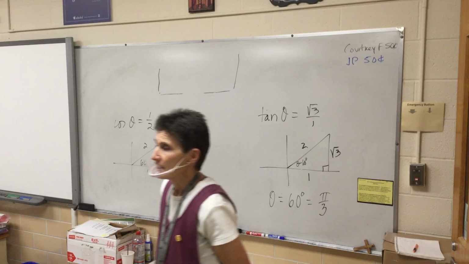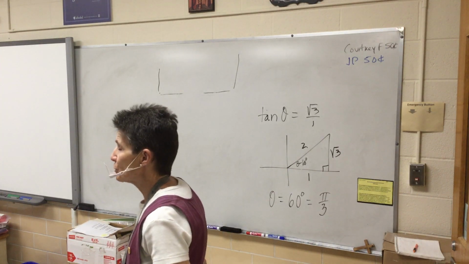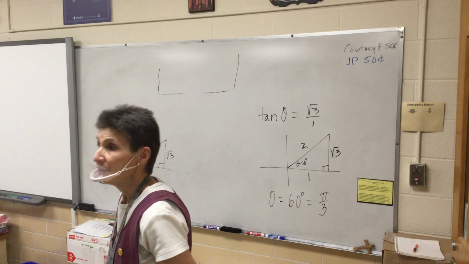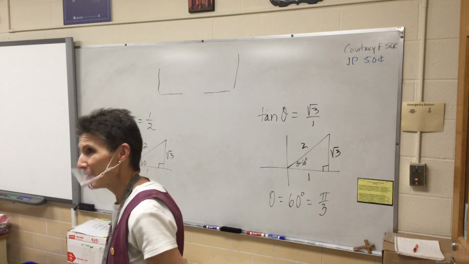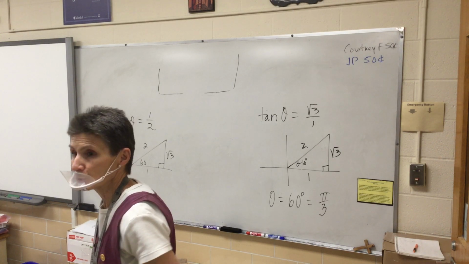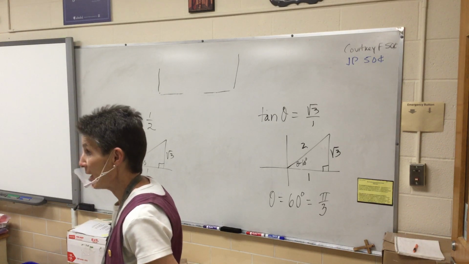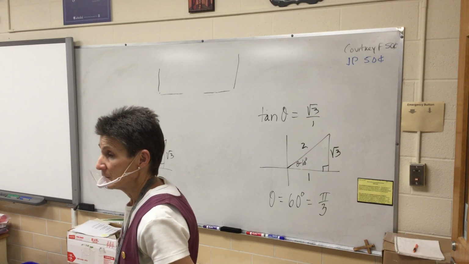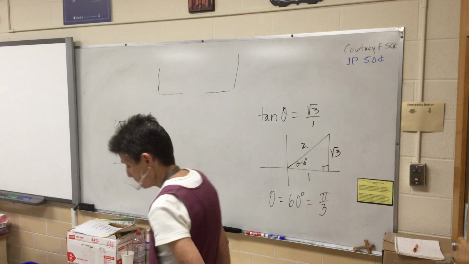Now, all of these problems, if you're doing them without a calculator, are going to have to be 30s or 60s or 45s, right? Otherwise, we'll do them on our calculator, and we'll talk about how to do that later. But right now, we're doing them by hand, but they're all going to be special. Okay, everybody got it? Okay.